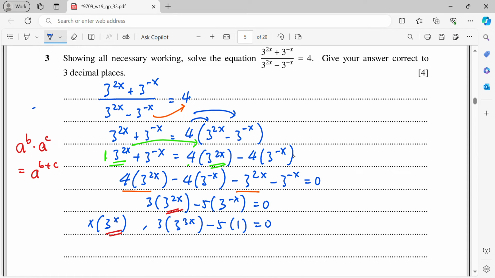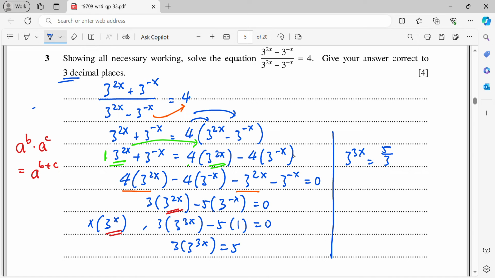Okay, and now you need to get 3 decimal places. So what to do is just write 3 times 3 power 3x equals to 5 first. Then the 3 move down. So here I will get 3 power 3x equals to 5 over 3.